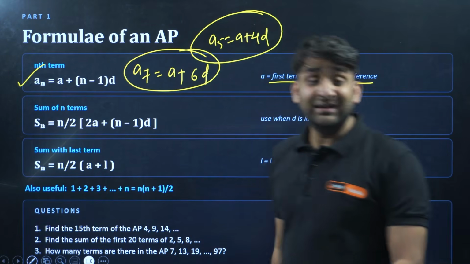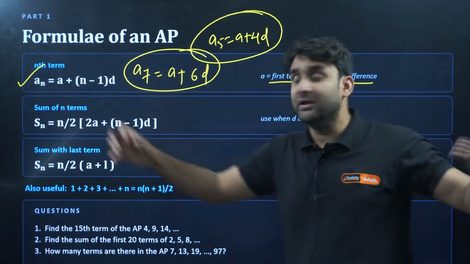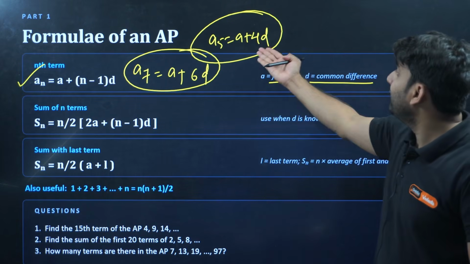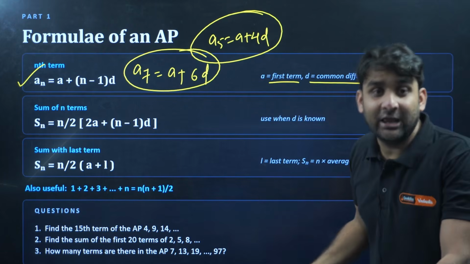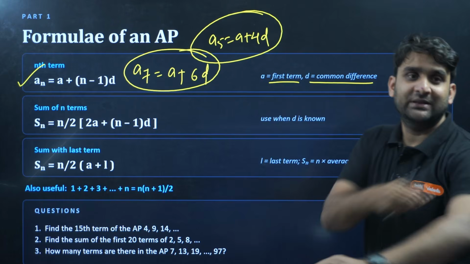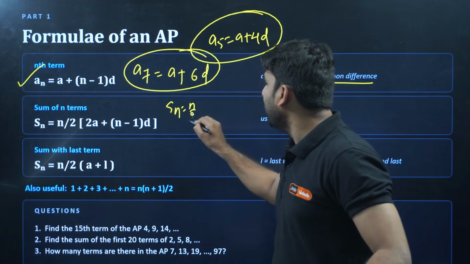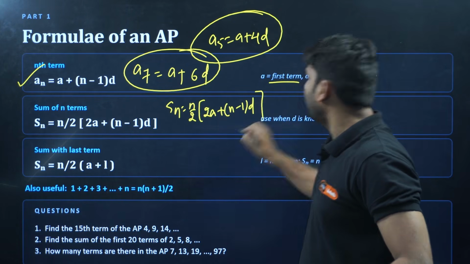Now, sum of n terms of AP. How to add the terms of an AP. If the AP is infinite, I don't know where the AP is going. There is no end. If the AP is non-ending, when we don't know the total number of terms, how many terms are there? So use this formula: Sn is equal to n by 2 (2a plus (n minus 1) into d). This formula will be used.